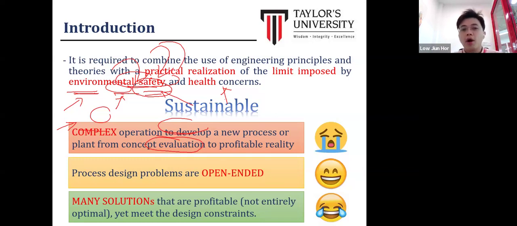Why? Because first we need to make sure the design that we come out with can make profit. And also it can address most of the other external factors and concerns that we want to address. So fortunately, chemical plant design is an open-ended task. So we actually have a very high degree of freedom to allow us to fulfill all the factors and considerations, and also the criteria that we want to fulfill.